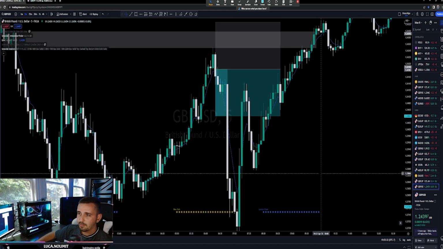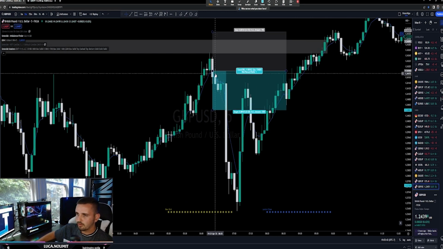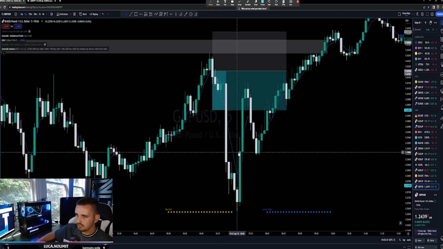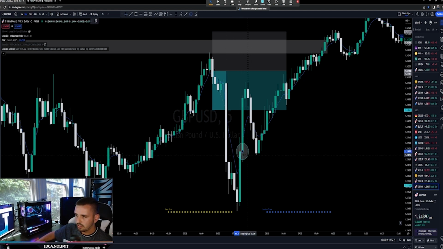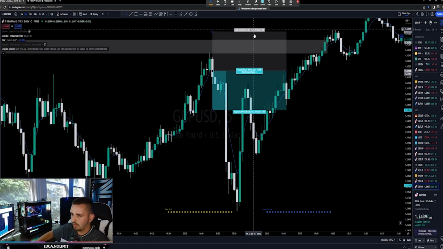So let's go over what would have happened if you used this strategy and waited for the close back above the 5 EMA. You would have been a part of this move right here and then been in profit. And then right here, as you can see, is the first place that price came and closed back above the 5 EMA after this push.